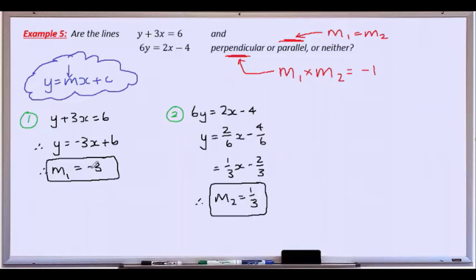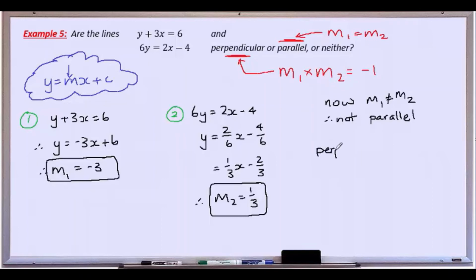So now let's look at m1 and m2. So I can say now m1 doesn't equal m2. Therefore, they're not parallel. Let's have a look at our second rule. So we know they're not parallel. Now perpendicular, let's have a look.